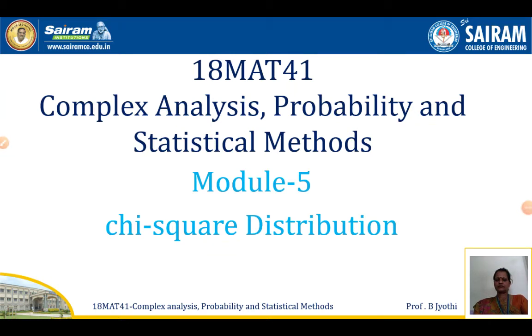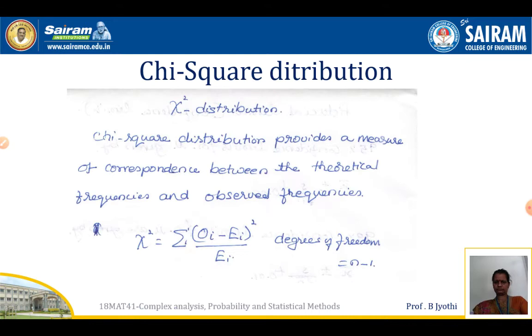Good morning all. Today we are going to discuss the chi-square distribution. The chi-square distribution provides a measure of correspondence between the theoretical frequencies and the observed frequencies. The formula is chi-square equals sigma (Oi minus Ei) whole square divided by Ei, where Oi refers to the observed frequency and Ei is the expected one. The degrees of freedom is given by n minus 1.